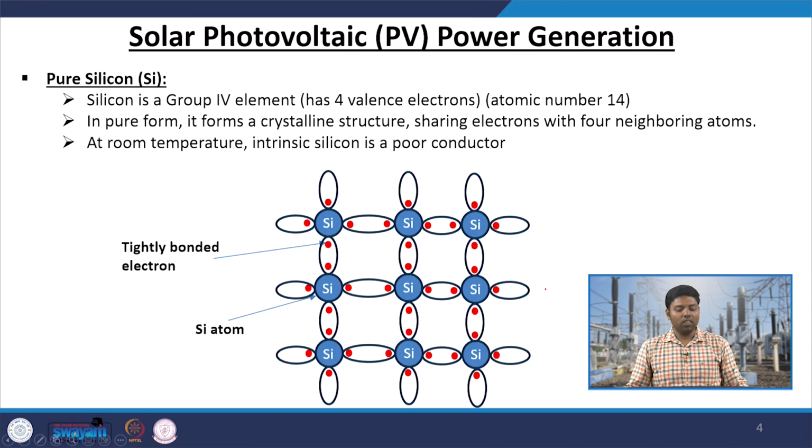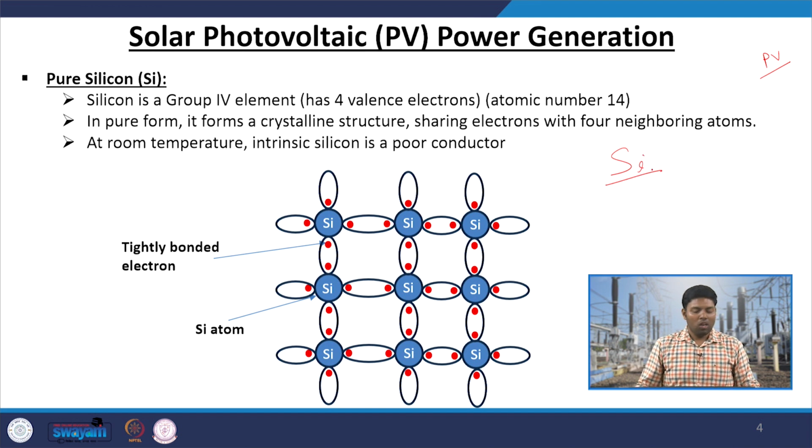First, start with solar photovoltaic power generation. Majorly, solar photovoltaic power generation is done with a PV panel. So, what is the material we use for a PV panel? That is mainly silicon, which has the atomic number of 14. That is the major contributor for the PV panel fabrication.